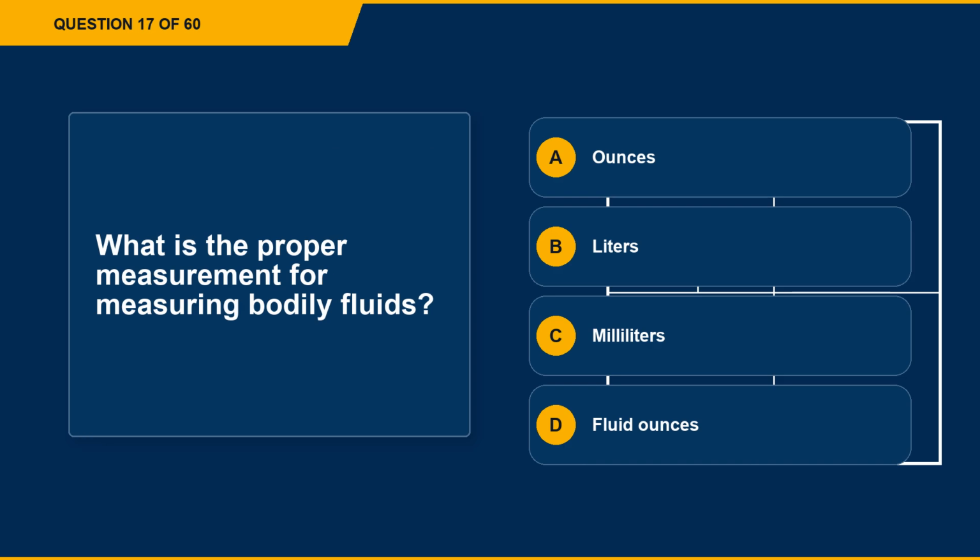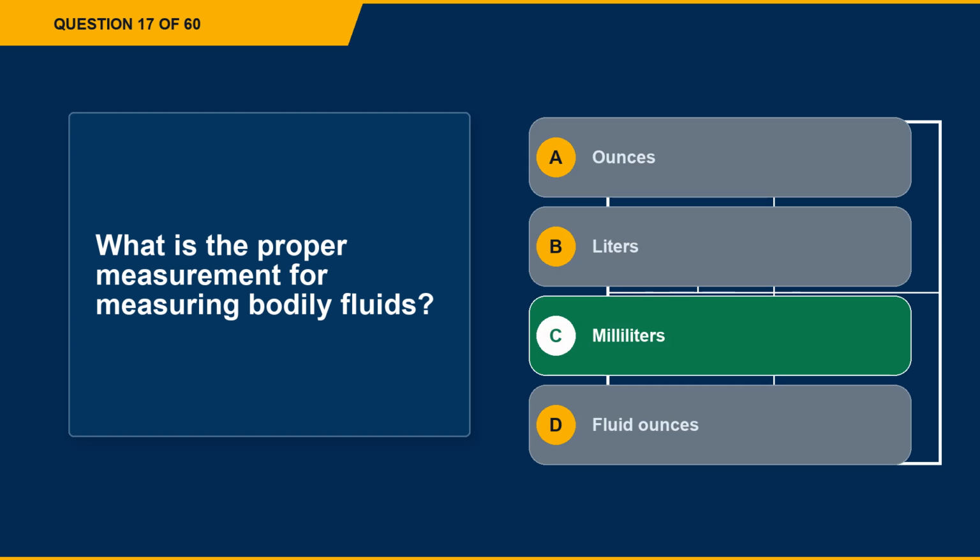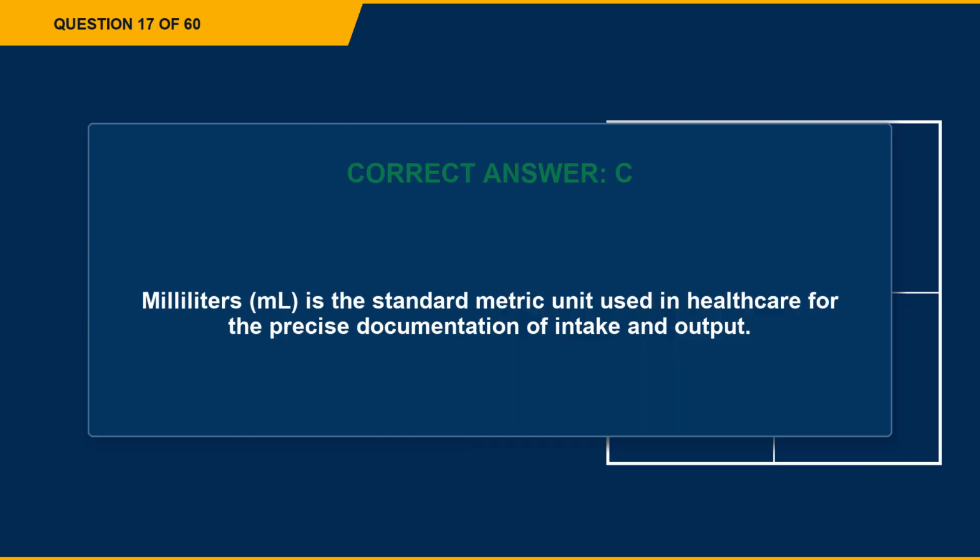Question 17. What is the proper measurement for measuring bodily fluids? Option A, ounces. Option B, liters. Option C, milliliters. Option D, fluid ounces. The correct answer is option C, milliliters. Explanation: Milliliters, mL, is the standard metric unit used in healthcare for the precise documentation of intake and output.